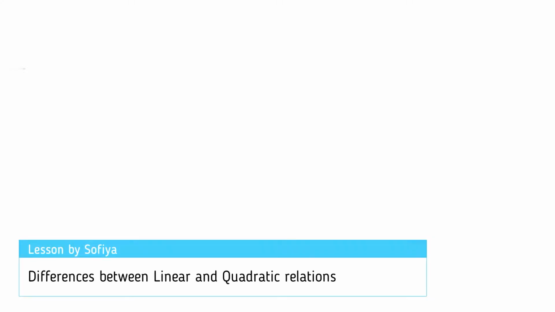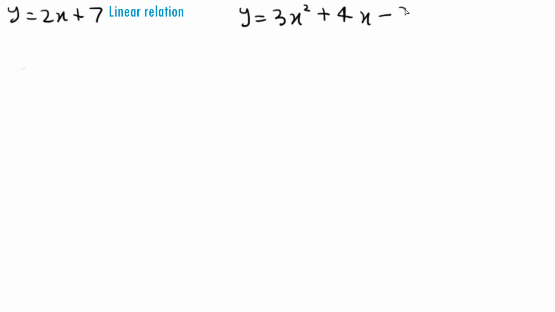Hey there. Let's take a look at the differences between linear relations and quadratic relations. For that, we're going to take a look at one linear relation and one quadratic relation. The first thing that you may notice is that the quadratic relation has an extra term, and it happens to be of degree 2. So in order to see the differences between them, we're going to try to graph them.